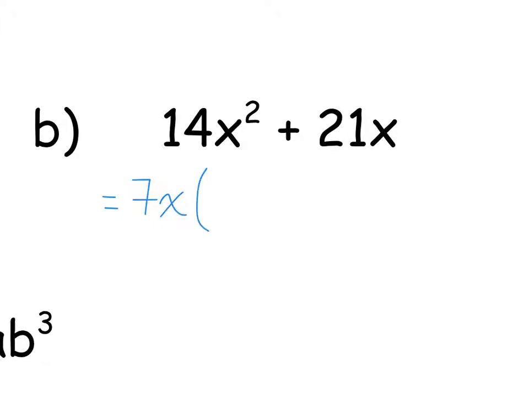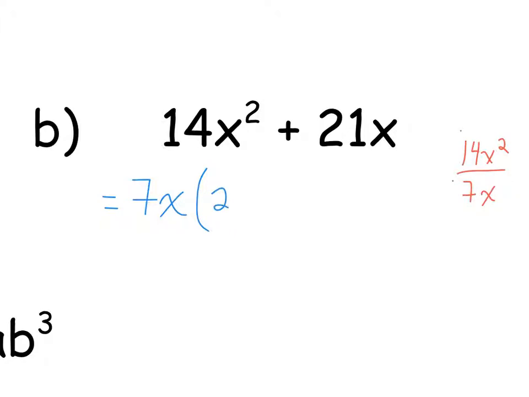Now I need to work out what's left over. So on the side or in my brain, I'm going to say, well, I said 14x squared. And I divided that by, I pulled out the 7x. So when I divide out the 14 by 7, that leaves me with 2.